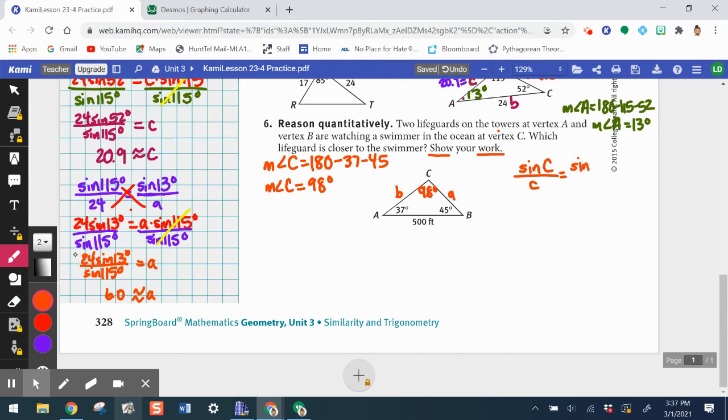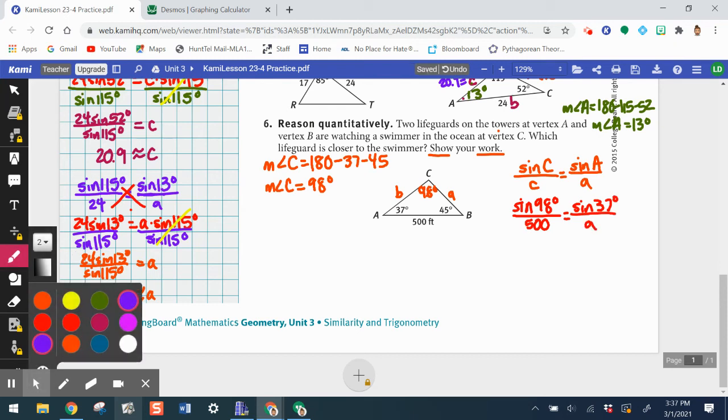So we'll set this equal to the sine of A over A. I'll replace it with known values, of course. So the sine of what we found was 98 degrees over its opposite side, 500, equal to the sine of angle A, which is 37 degrees, over its opposite side we're solving for.